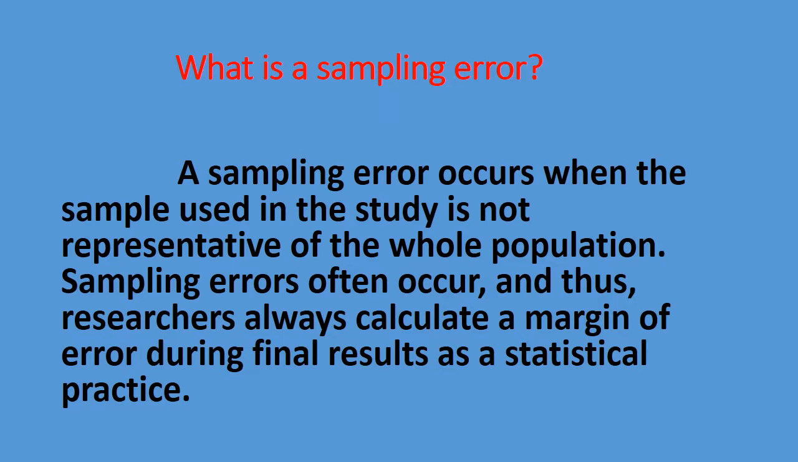So always, when we are selecting the sample, we have to ensure that the sample is a subset of the entire population. Therefore, there may be a difference between the sample and the population. Sampling error occurs when the sample used in the study is not representative of the whole population, and the researcher always calculates a margin of error for the final results of a statistical practice.